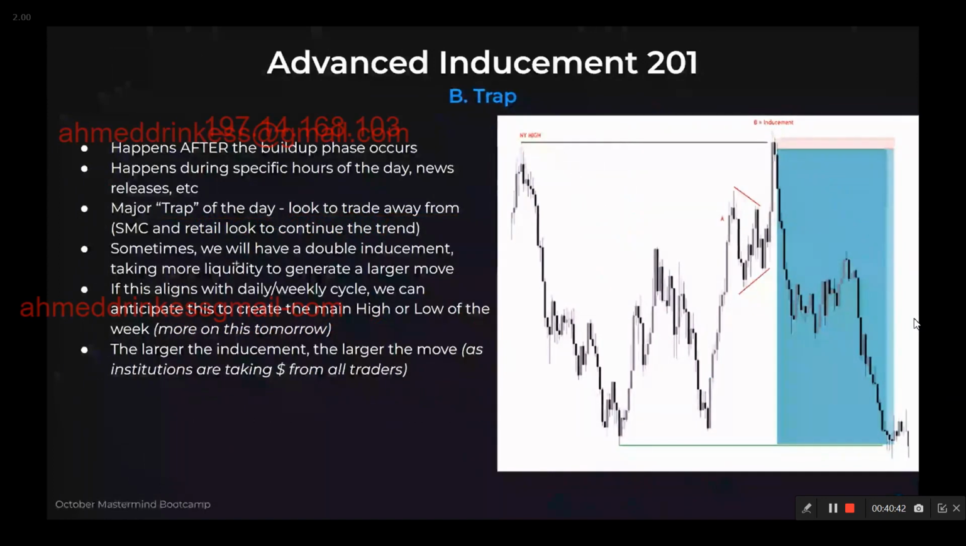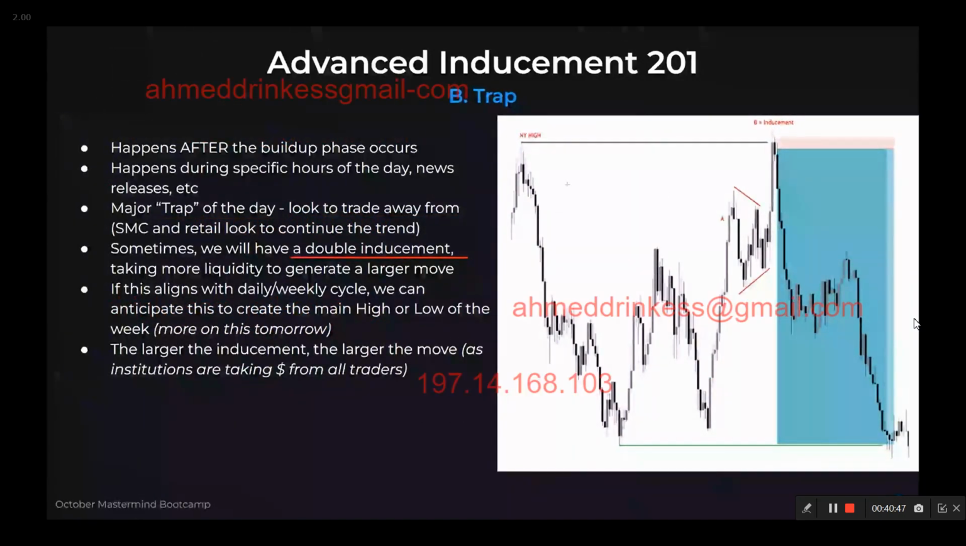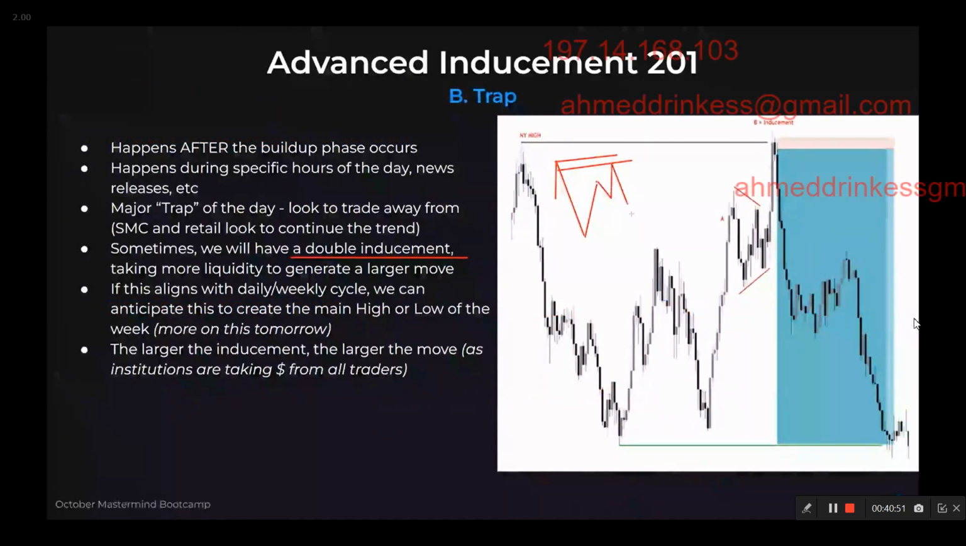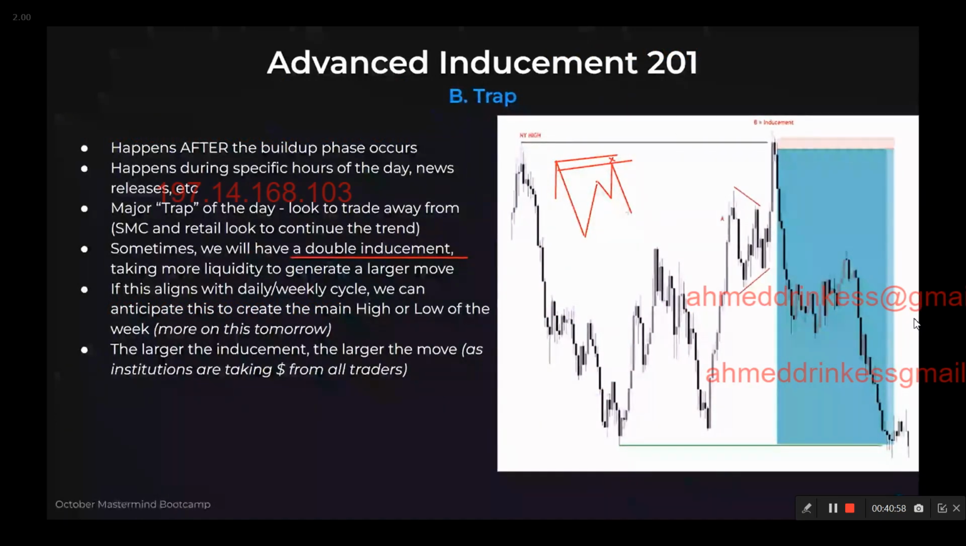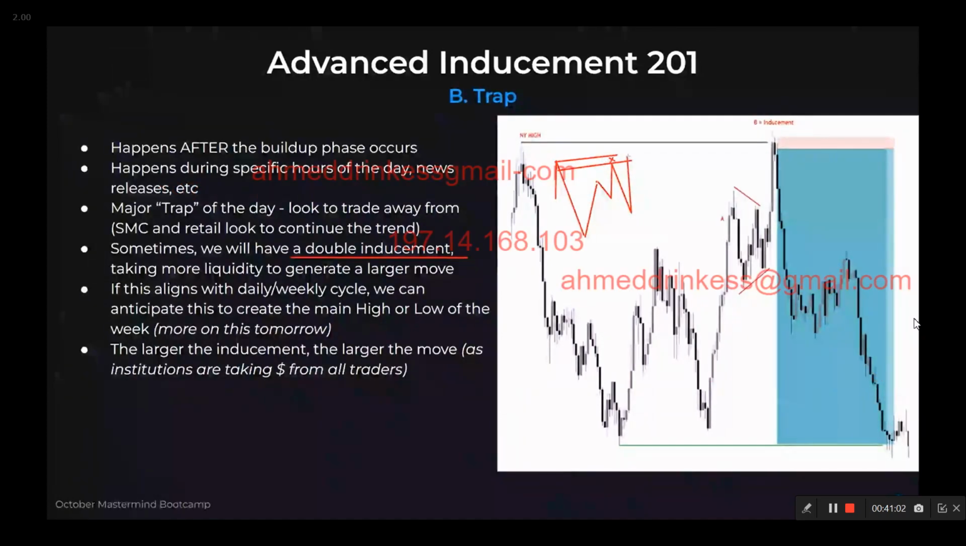I want to practice on with that. Sometimes we will have a double inducement. If an order block is here, and let's say we already had a quick mitigation of it to go lower, is this order block now invalid because it was already mitigated? It is not invalid. Why? Because what can happen is price can just come all the way back up, decide to utilize the first mitigation as another inducement to then reverse.